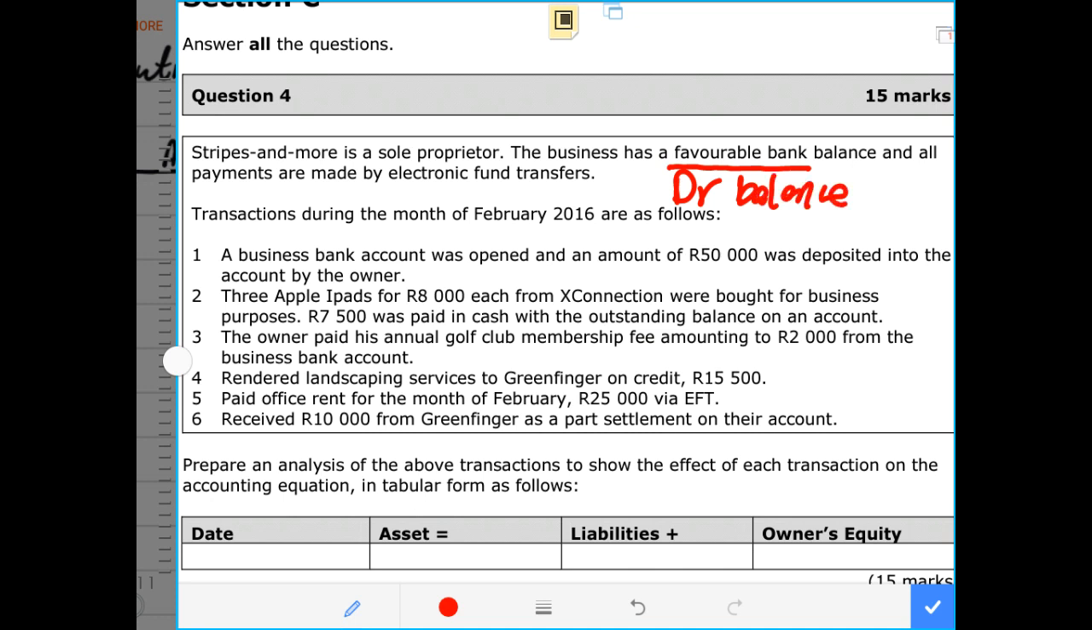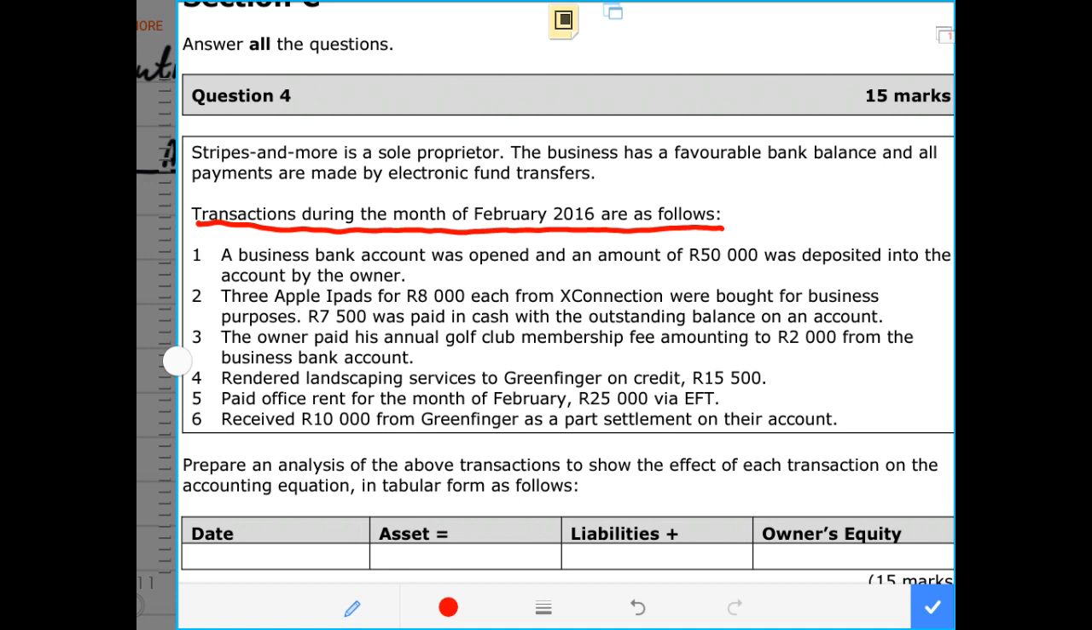And they say all payments are made by electronic fund transfer. That means they are using EFT to make all the payments. And it says the transactions during the month of February 2016 are given to us below. So now we are given the transactions for the month of February in the year 2016.